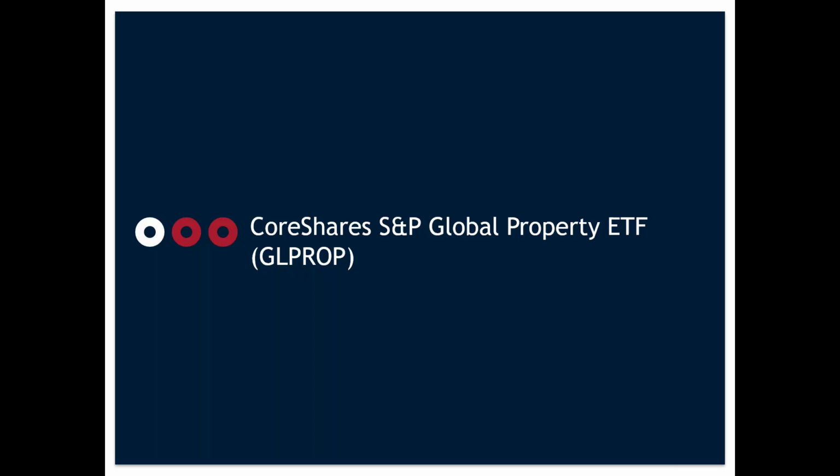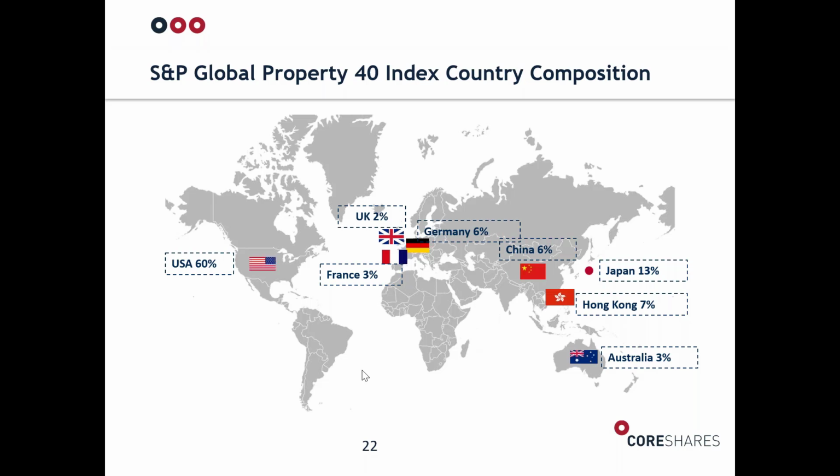And then the final one that I'm going to talk about today is our global property ETF. Property is a very interesting one to talk about at the moment, so I'll get onto a longer term view of it in a minute. But the global property ETF has 40 companies in it, 40 shares. It's the 40 biggest property companies globally, and this is how the geographic split looks.